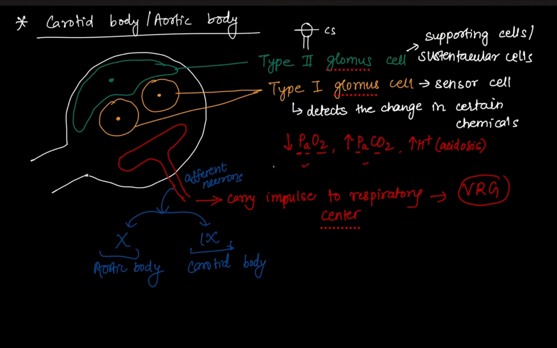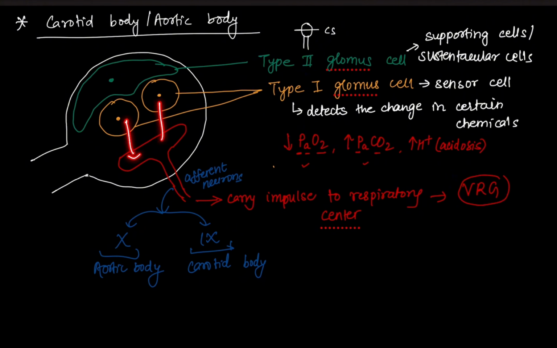It consists of two types of cells: type 1 glomus cell and type 2 glomus cell. Type 2 glomus cell is mainly the supporting cell, known as sustentacular cells. Type 1 glomus cell is the main cell responsible for the chemoreceptor function, so it is known as the sensor cell. Why is it known as the sensor cell? What does it sense? It senses the change in certain chemicals. And what are those chemicals? A decrease in the partial pressure of oxygen, an increase in the partial pressure of CO2 at the level of arterial blood, and also an increase in H plus ion concentration. So these three things are detected by the type 1 glomus cell.